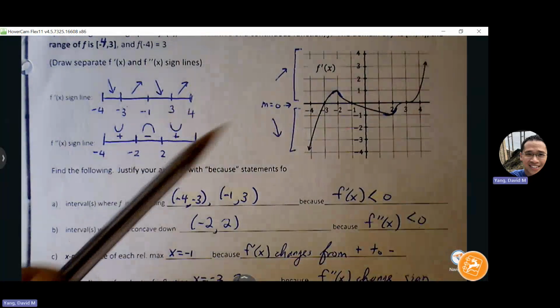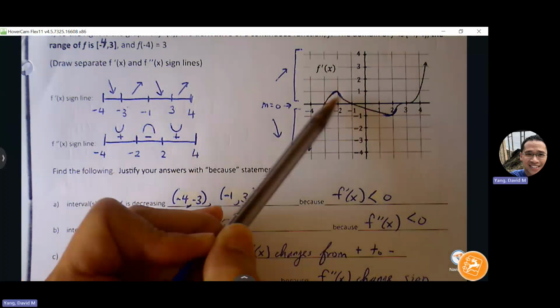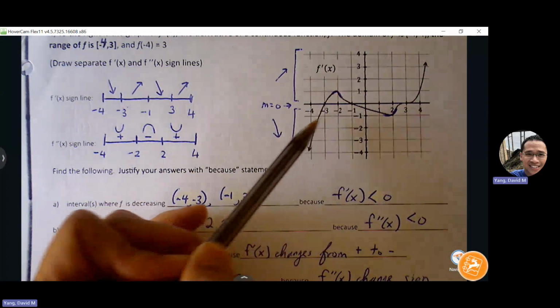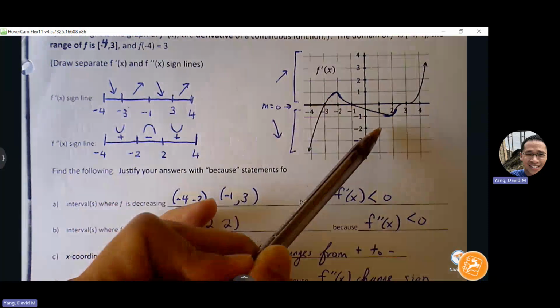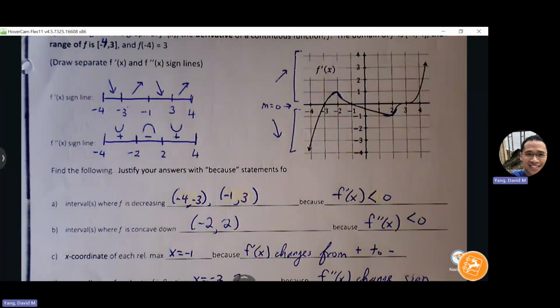And then for your concavity sign line, the peaks and valleys will be your points of inflection, and the positive and negative slopes will be your concave up or concave down.